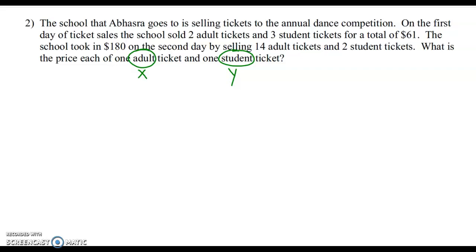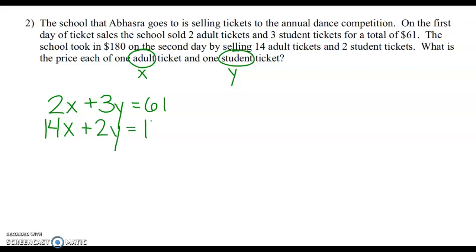All right, so my 2 different situations here are I've got day 1 and day 2. So first day, I've got 2 adult, which is 2X, plus 3 student is 3Y, and that made $61. Then second day, I've got 14 adult, so 14X, plus 2 student is 2Y, and that equals $180. So now I have to get opposites. I'm going to use elimination.